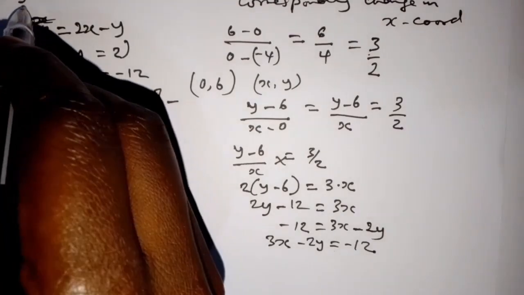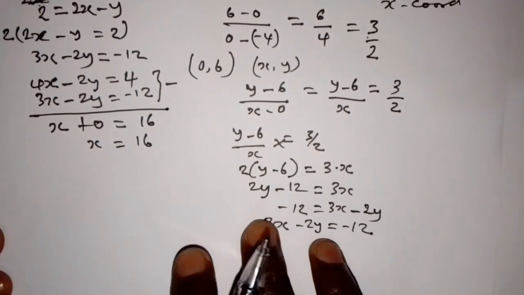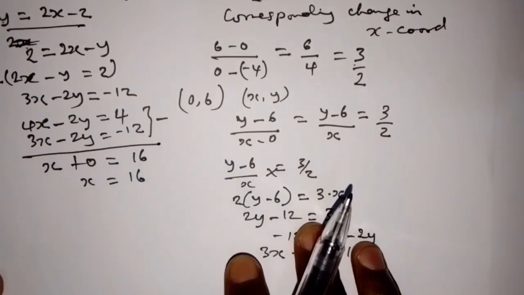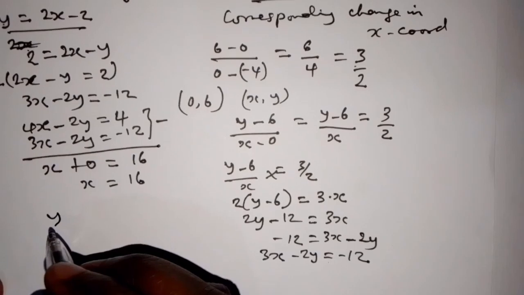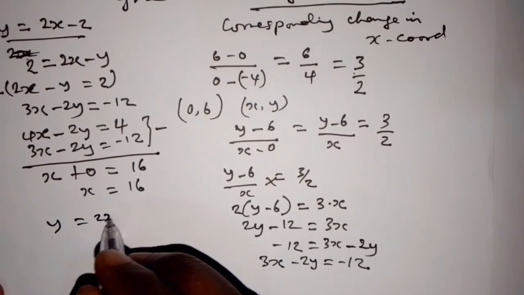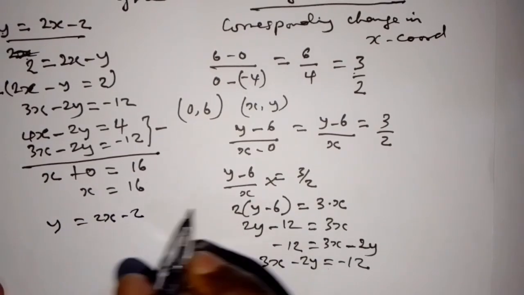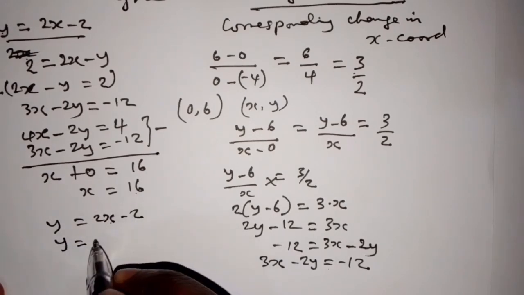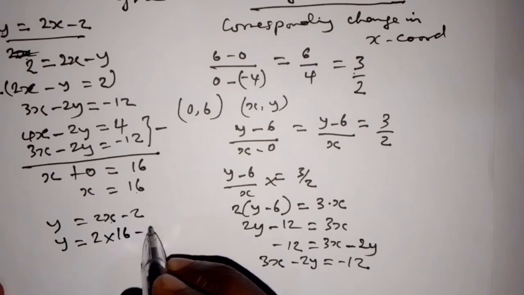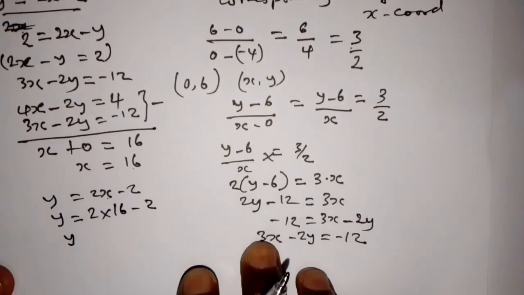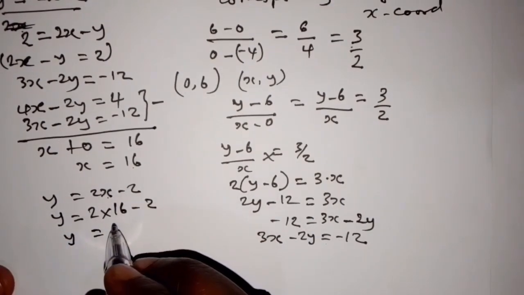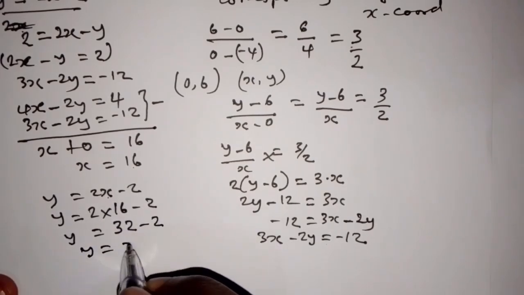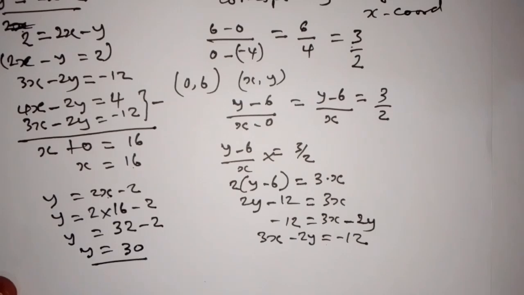Now we can substitute here, y is equal to 2x minus 2. You can say y is equal to, in place of x we put 16, 2 times 16 minus 2. y is equal to 32 minus 2, y is equal to 30.